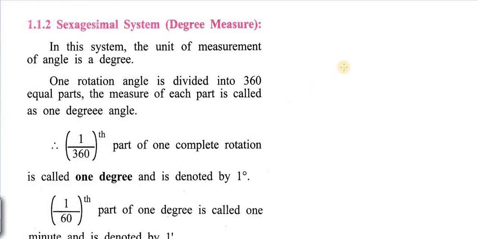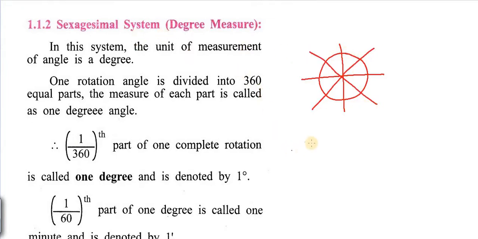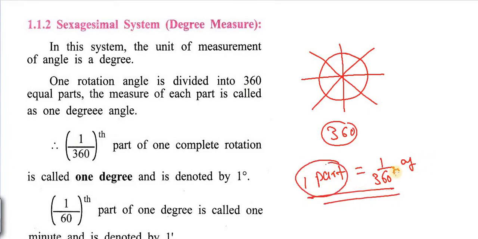In this system, we divide a complete circle, that is one rotation angle, into 360 equal parts. Like over here, I have divided this circle into 2 equal parts, now into 4 equal parts, now 6, now 8 equal parts. Likewise, go on dividing this circle into 360 equal parts. Then one part of the circle is equal to 1 upon 360th of one rotation angle, and that one part is known as 1 degree.